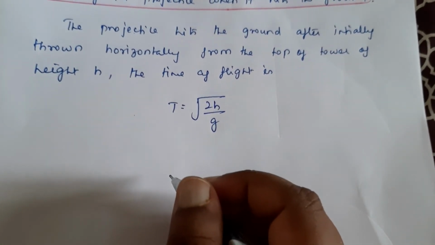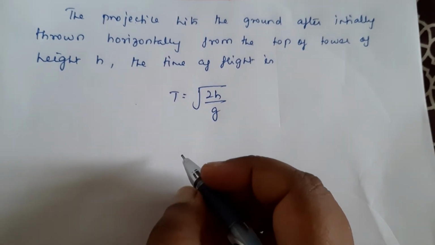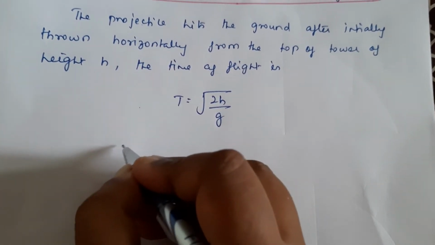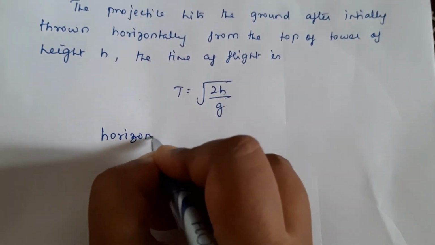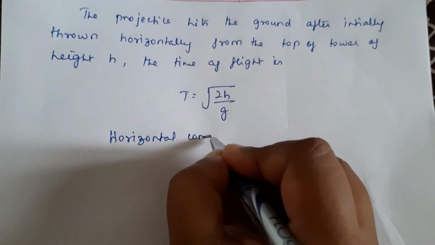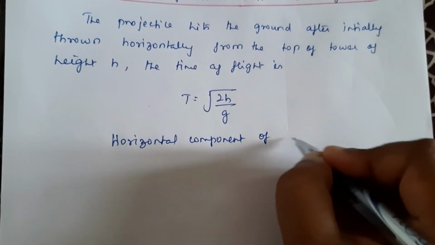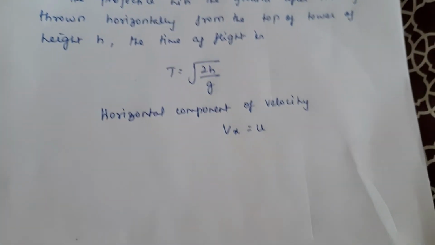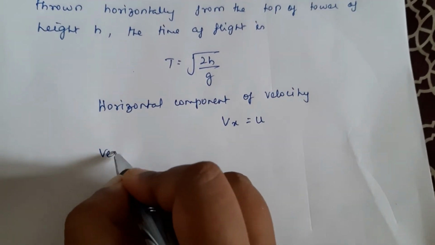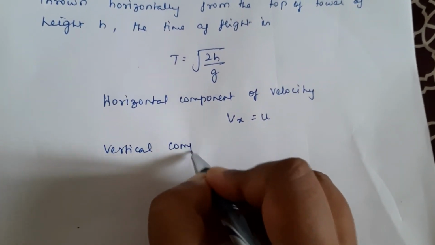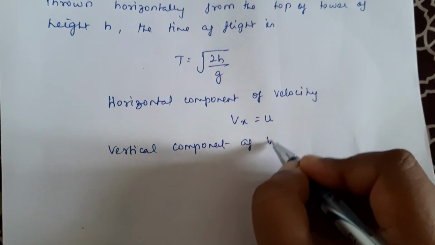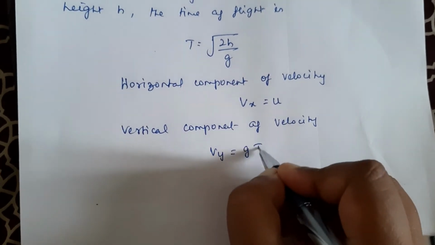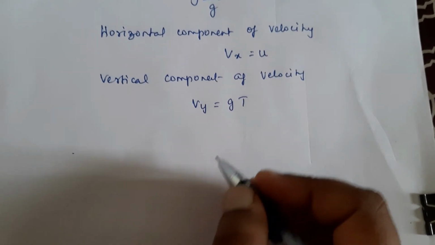Now, the horizontal component of velocity remains the same. So the horizontal component of velocity, that is Vx, is equal to u. Now, the vertical component of velocity is Vy. Vy is equal to g into t. Already we have proved it.